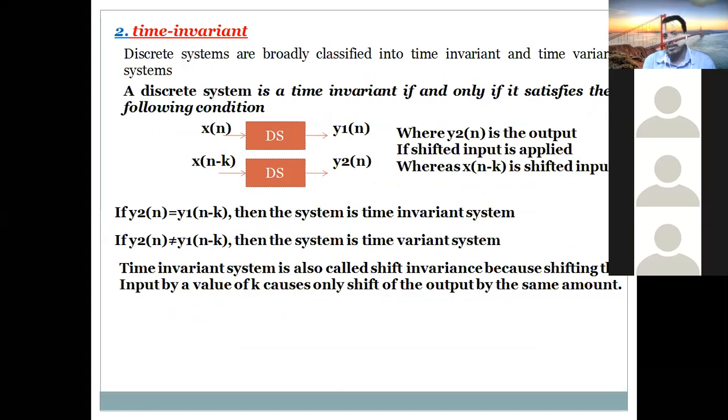So we discussed linearity, the first property of discrete time systems.